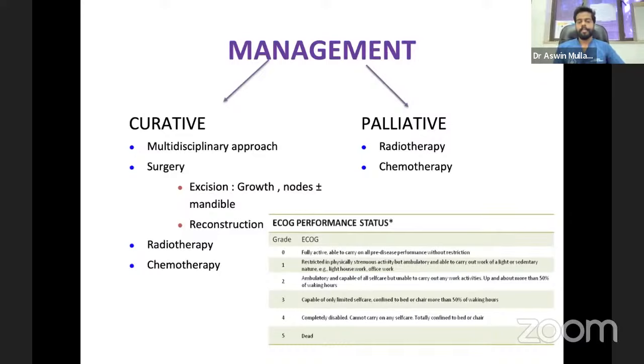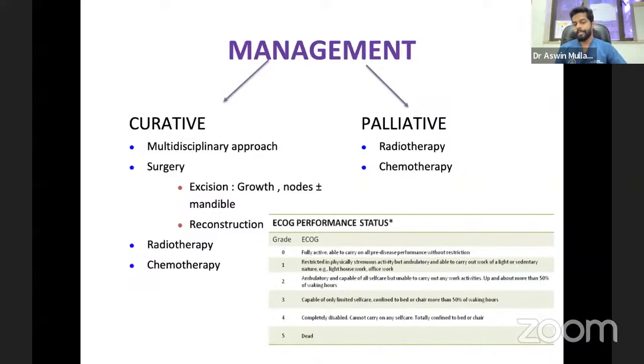So curative is a multidisciplinary approach. It can be surgery, like excision of the primary, then management of the neck, then reconstruction, with or without adjuvant radio or chemotherapy. Then there is palliative radiotherapy or palliative chemotherapy. Then the worst is best supportive care, where we will be just addressing the patient's symptoms. Mostly the best supportive care patients will be beyond ECOG performance status 3 with very advanced stage disease. In those cases, we will be just relieving the symptoms of the patient.